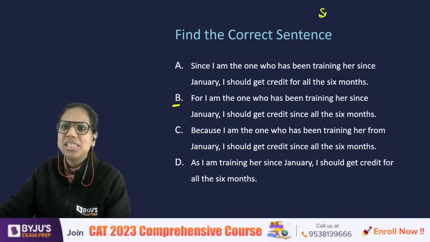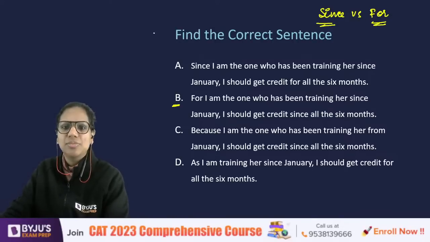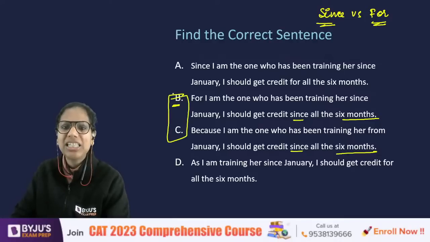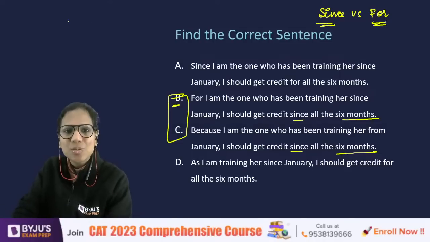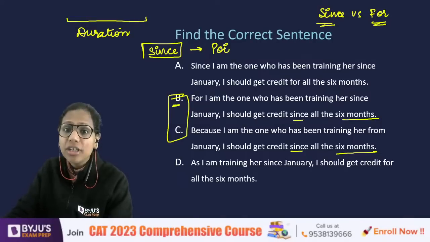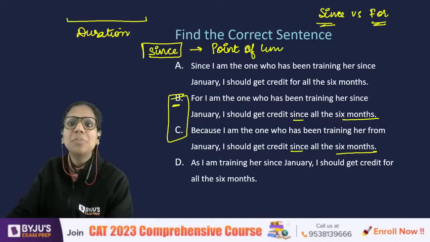See, it's your typical since versus for concept. Again, I'm testing you on prepositions through this. So, can I say "since 6 months"? B and C should have been eliminated outright. I cannot say since 6 months. 6 months is a duration, isn't it? Whereas when do we use since as a preposition for time? When we are talking about a point of time, not a period of time. This duration is a period of time.